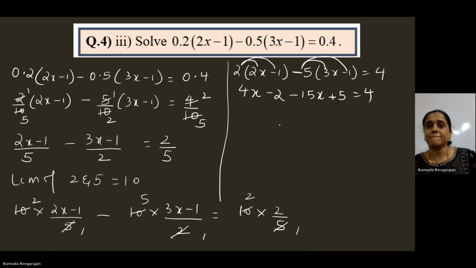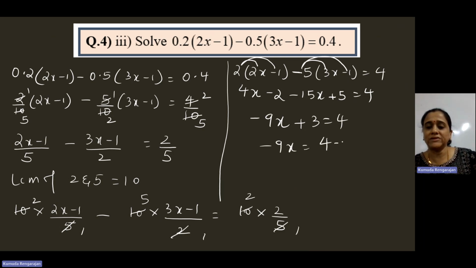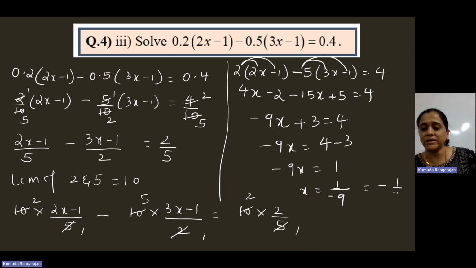So now 4x minus 15x is minus 9x, minus 2 plus 5 is plus 3, is equal to 4. So minus 9x is equal to 4 minus 3, minus 9x is equal to 1. x is equal to 1 by minus 9, which is equal to minus 1 by 9. Write down. We'll work it again.